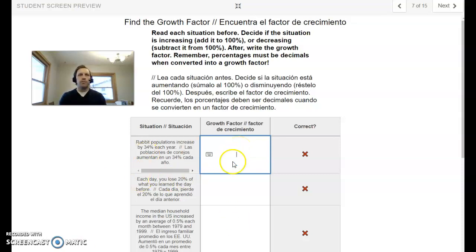34%, we're going to say that would be 100%, and it won't let me do this on here. So 100% plus 34% would give us 134%. But what would that look like as a decimal? Right, 134%, move that 2 spots, you get 1.34. All right, pause that and see how you're doing.